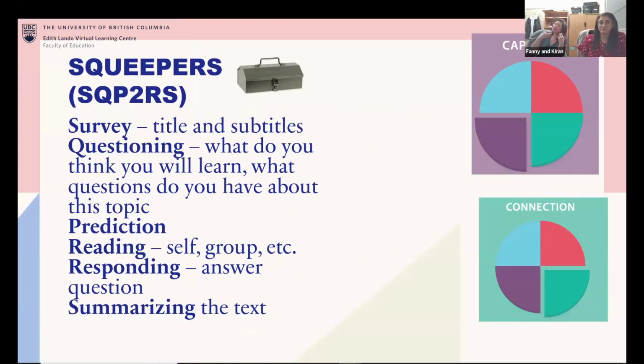So the next strategy we're going to talk about is called SWEEP. You say it as sweepers. It's actually S2QP2RS. I'm sorry, I'm a little nervous today. And this particular strategy will build upon the students' capacity and connection.